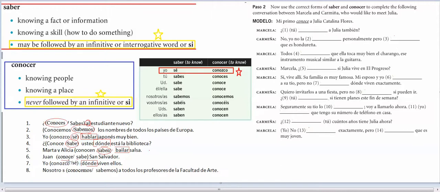Juan conoce, sabe San Salvador. So what I'm trying to say here is that he knows a place. So knowing people or a place is conocer. Knowing how to get to that place would be saber.